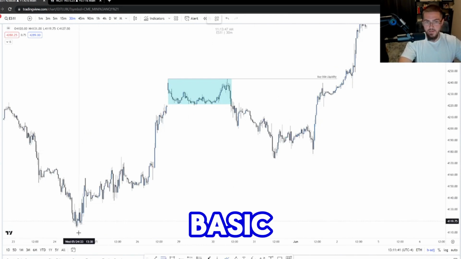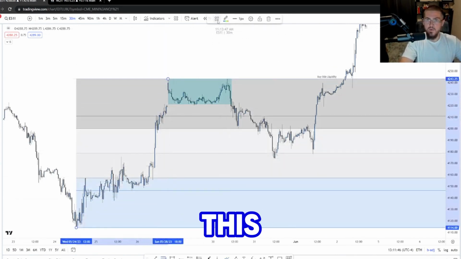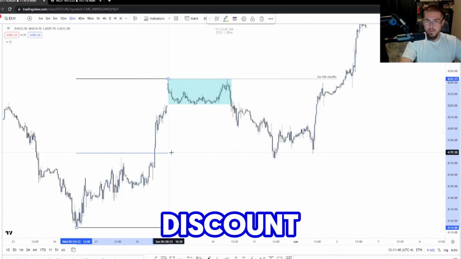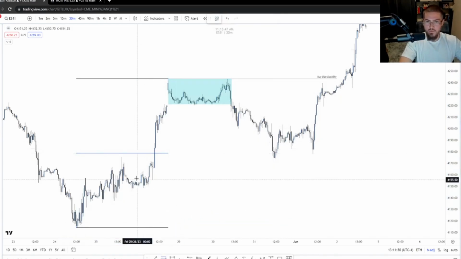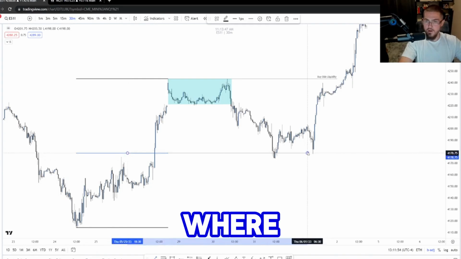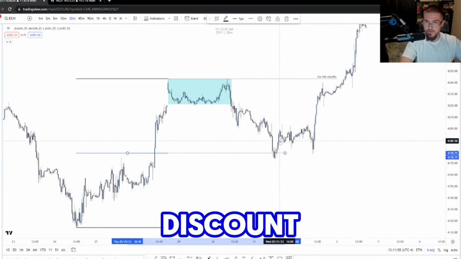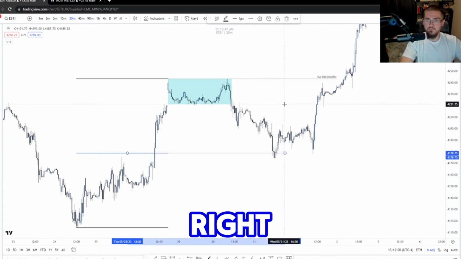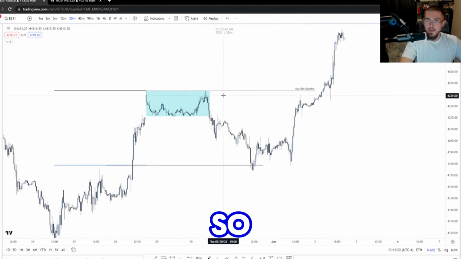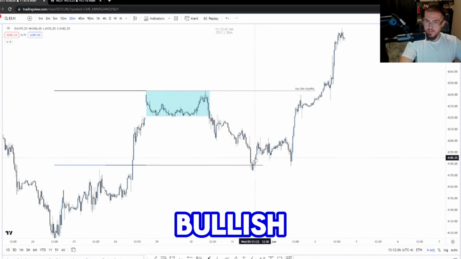Well, here's where a basic understanding of price comes in handy. So let's say if you draw this right here and just use a premium discount, where is the market likely to travel? It's likely to travel to a discount of the range. Where did it go? Right to a discount of the range. If price is bullish, what's going to happen at discount? It's bought up, right?